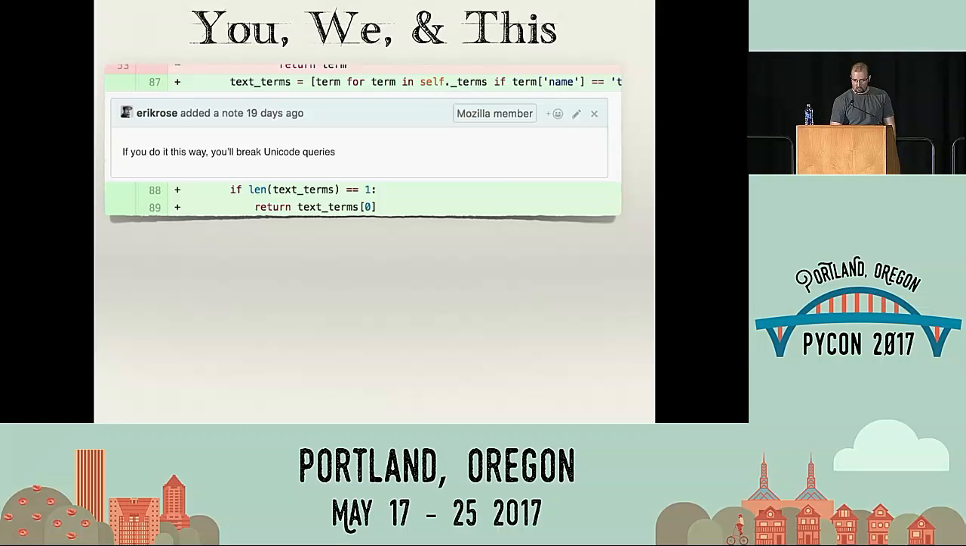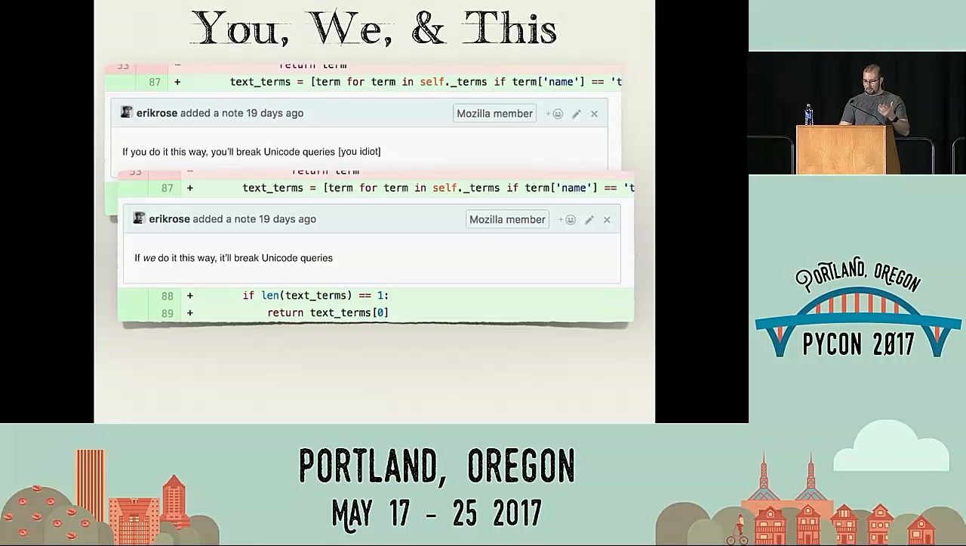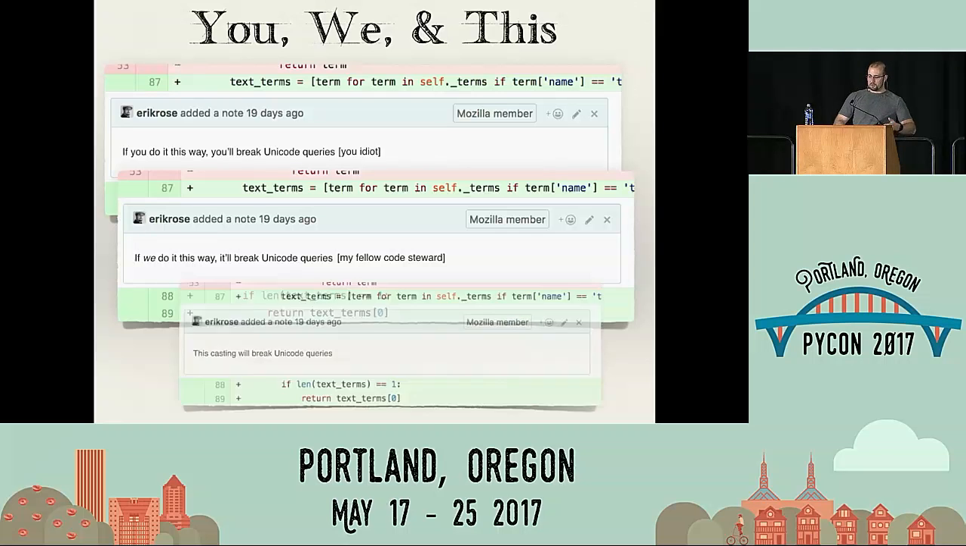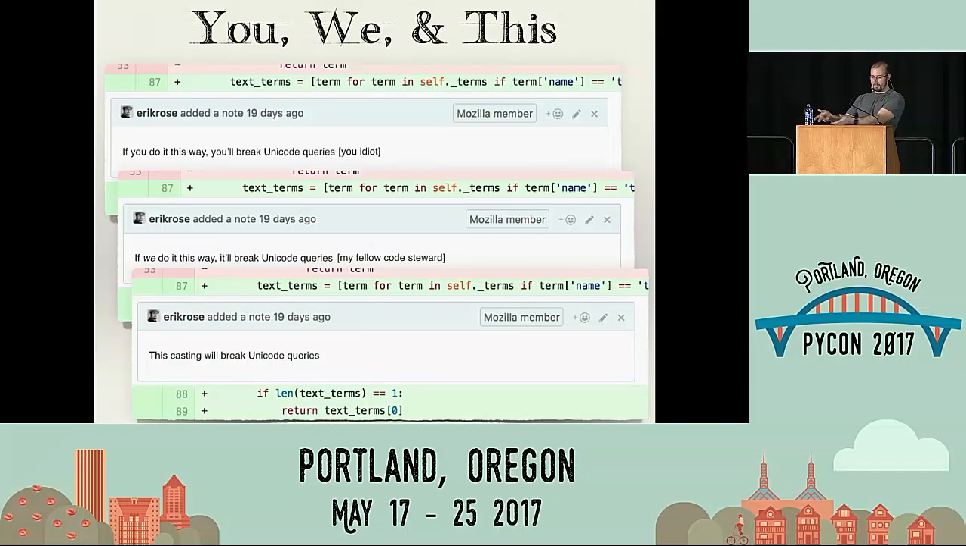You, we, and this. So if you say you a lot, it feels like an attack a lot. If you do it this way, you're going to mess it up, you idiot. Versus if we are doing it, we're building something together. You know, if we divide 8 by 4, we have 2 in a very textbooky kind of way. And if that's too textbooky for you, you can always keep it about the code and say, well, this casting will behave thus.